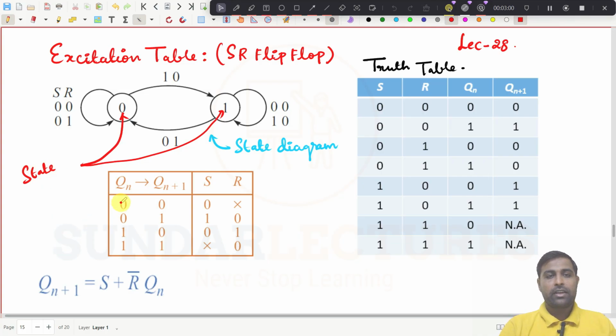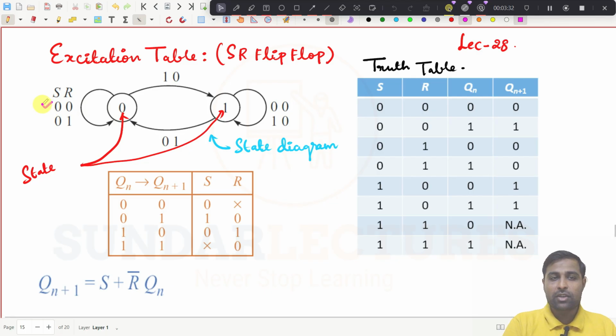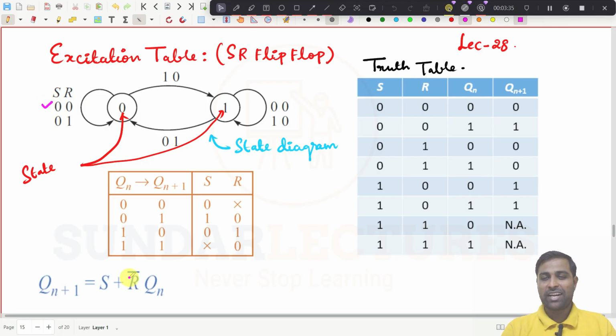For example, if the present state is 0 and I give S equal to 0, R equal to 0, then what happens? If the present state is 0 and I give S equal to 0, R equal to 0, it will retain the same state. The next state will also be 0. So that is why this 0 will remain stable at 0 if I give S equal to 0, R equal to 0. Try to understand.